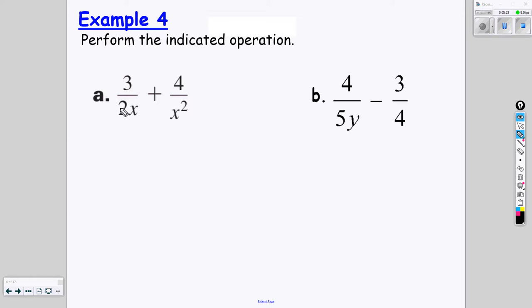All right, so we have 2 right here, and of course we can multiply this fraction by 2 over 2 to get that common multiple. And then x squared is a multiple of x, so the LCD is 2x squared. So now we need to multiply each fraction so that each one of these says 2x squared.